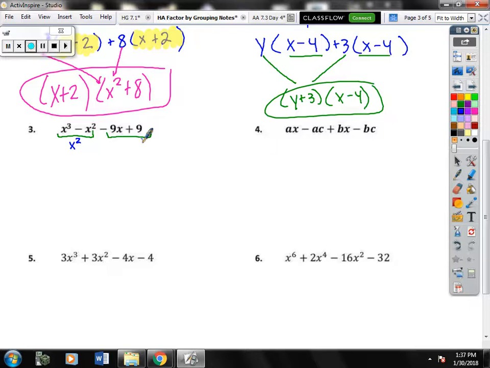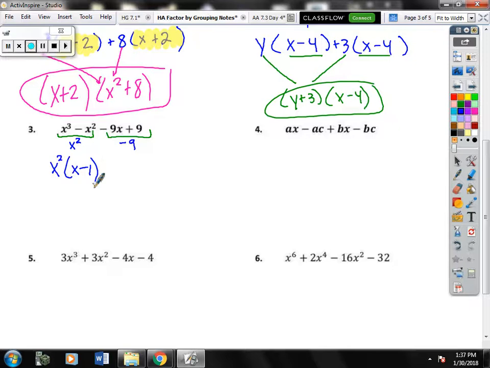Ooh, very good. Who said that? Negative 9. Josh. You want to take out a negative. You'll see why in a second. If you just put 9, you'll realize that you'll need a negative 9. You'll fix your mistake before you keep going. When you take an x squared out of the first one, you're left with x minus 1.